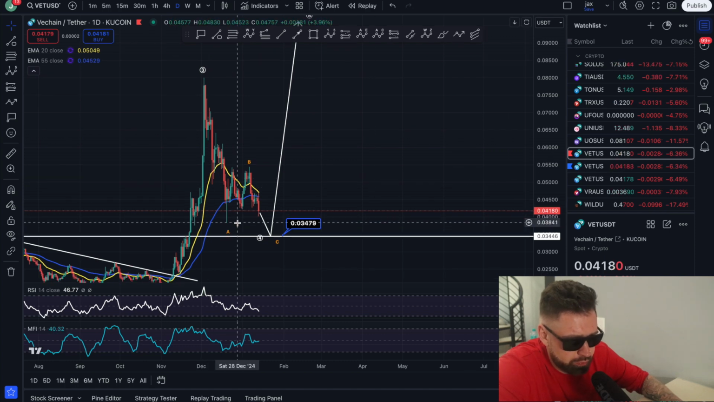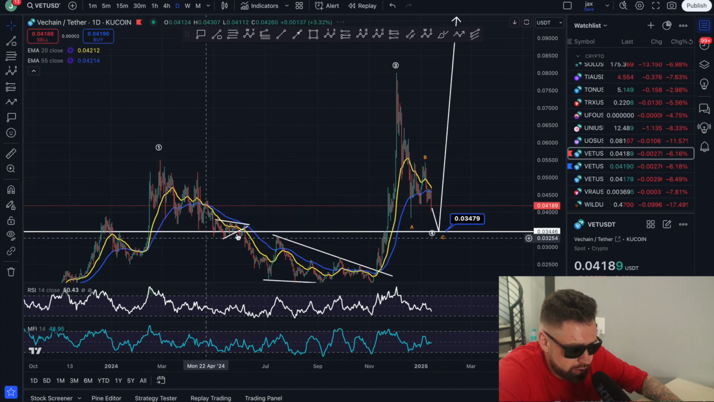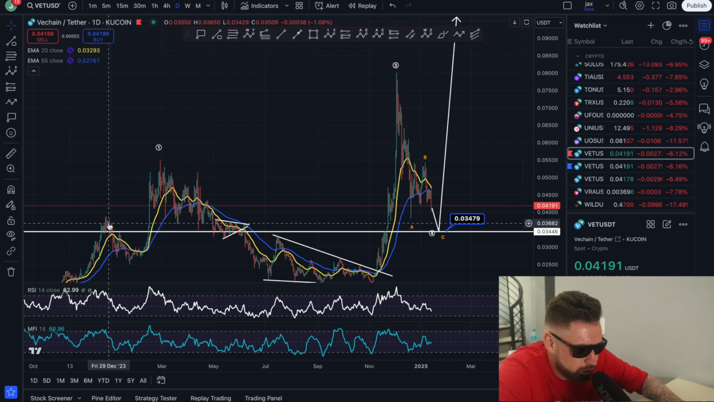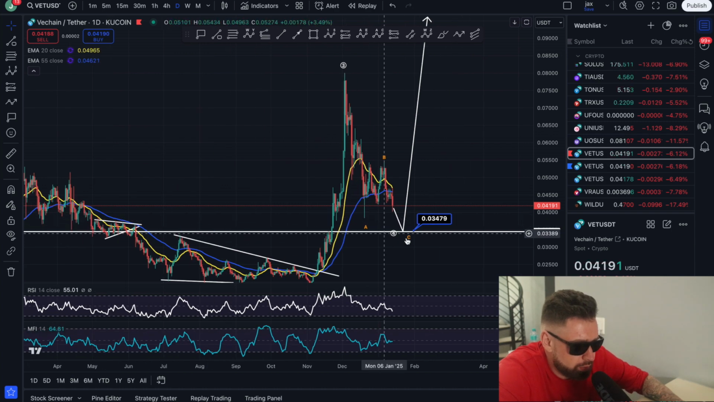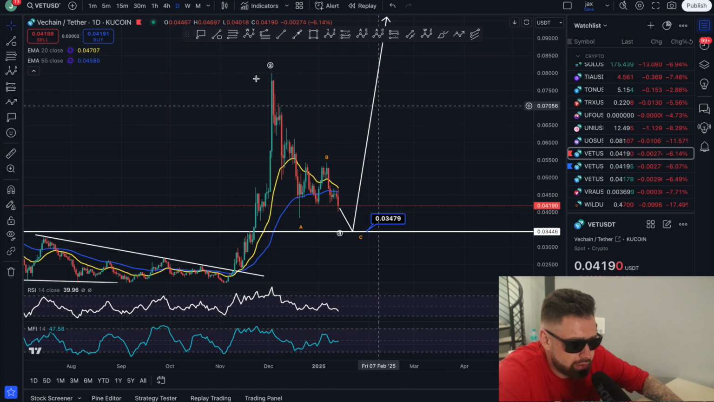So you would expect for your wick to be broken, and we do have support sitting at 0.0347. As you can see right here, quite a few bounces in that range, in between about 0.034 to about 0.0368. So complete the wave C in a 5-wave move, and then see continuation back to the upside.